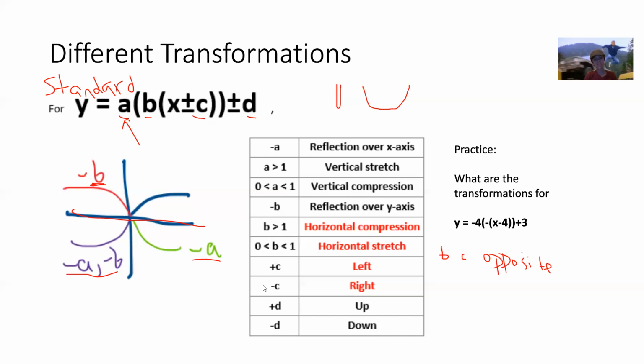And so basically, if something's inside the parentheses, that means that it affects the graph horizontally, and it can make it go left to right. But if it's outside the parentheses, it affects something vertically, and it can go up or down. So let's see how this comes into play.